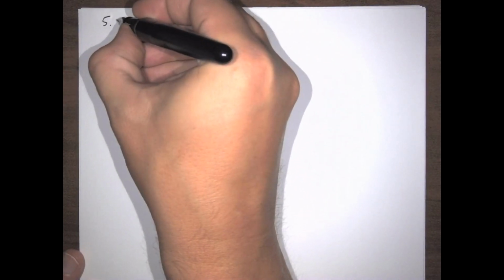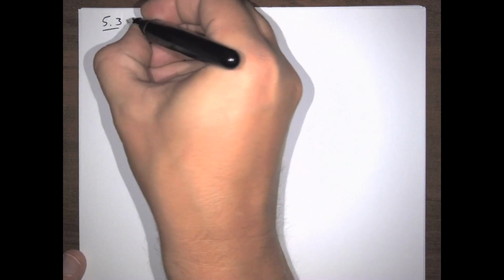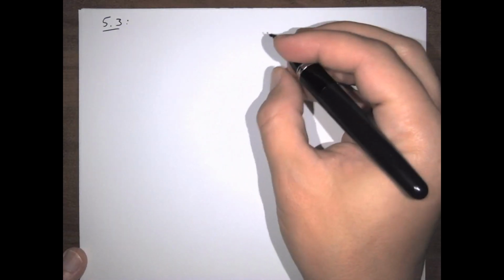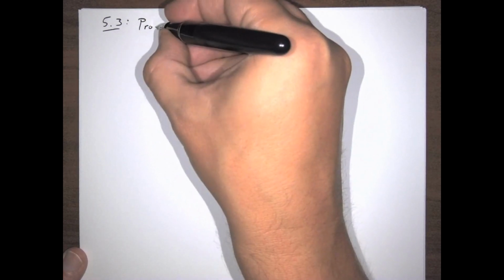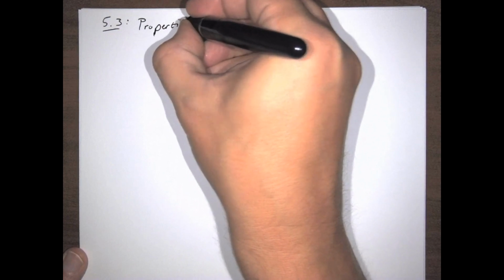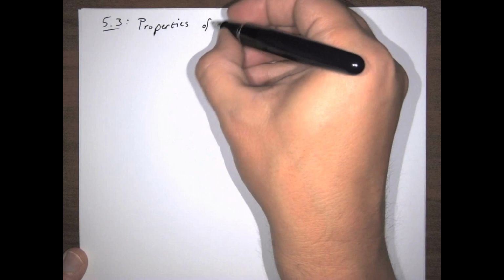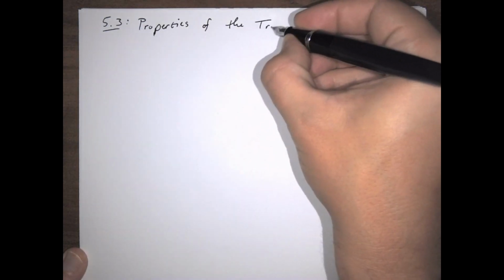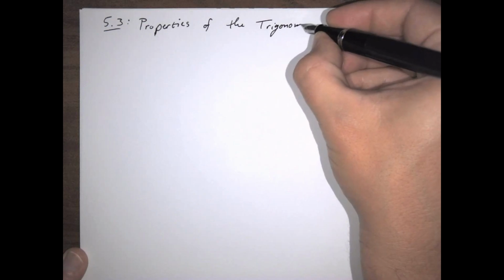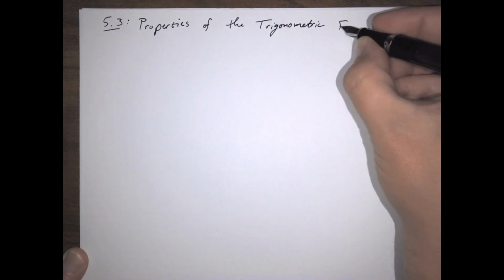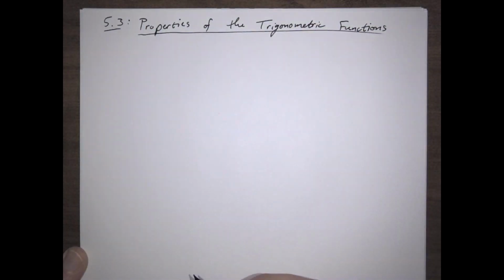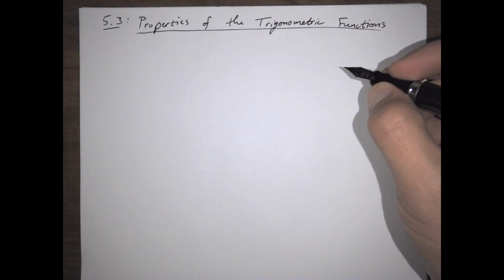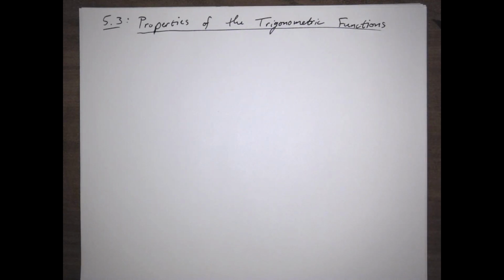Today we'll be talking about section 5.3. Last section we introduced the trigonometric functions, and in this section we'll discuss their properties. Properties of the trigonometric functions. So, by trigonometric functions, we mean, of course, our six friends: sine, cosine, tangent, cosecant, secant, and cotangent.